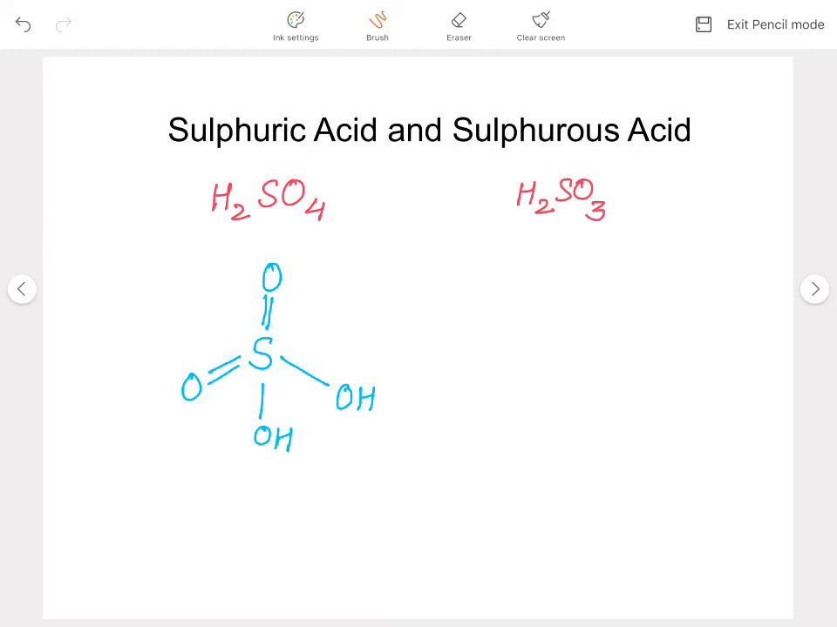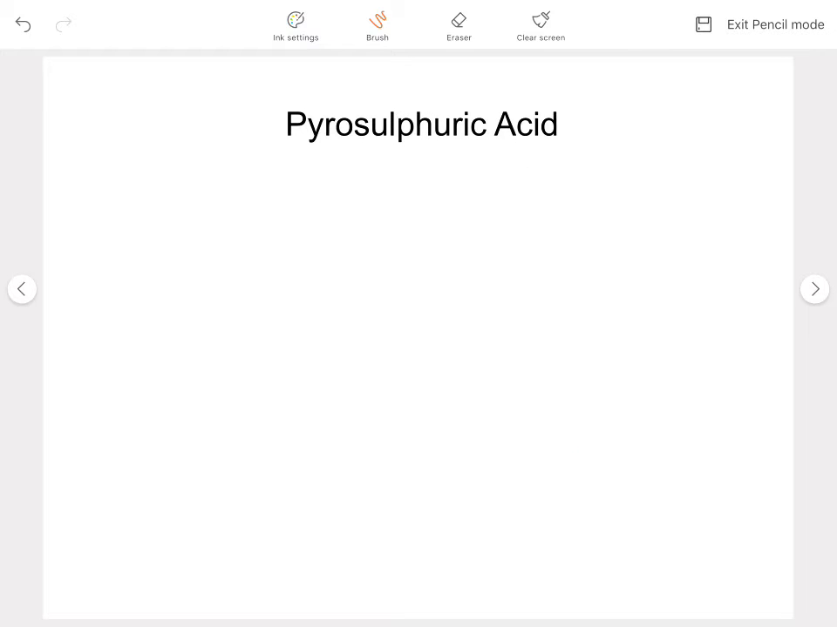Then for sulfurous acid, again we start with the central atom and valencies in a tetrahedral manner. Then 2 hydrogens are there which will form 2 OH bonds. These are ionizable hydrogens. Then 1 oxygen atom will form a double bond, and there will be a lone pair here. So this is the structure for this sulfurous acid.